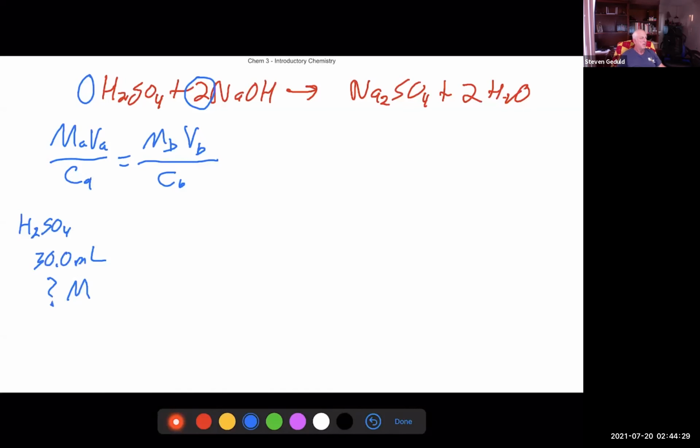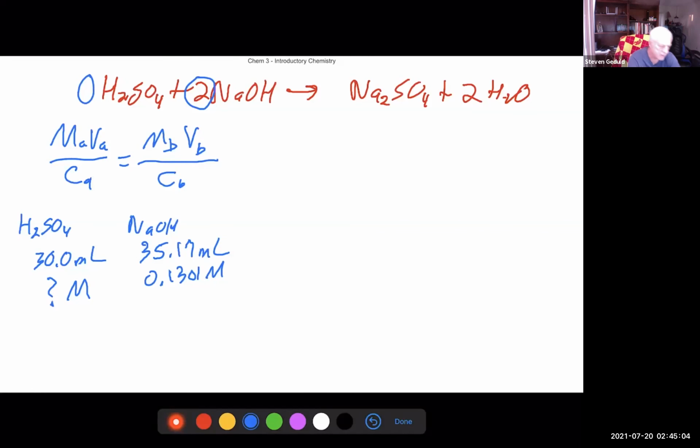It was titrated with 35.17 milliliters of a 0.1301 molar solution of sodium hydroxide. So the base, sodium hydroxide: 35.17 milliliters was used, and the concentration was 0.1301 molarity. That's all the information, and it wants to know the concentration of H2SO4. So we're looking for the molarity of our acid.